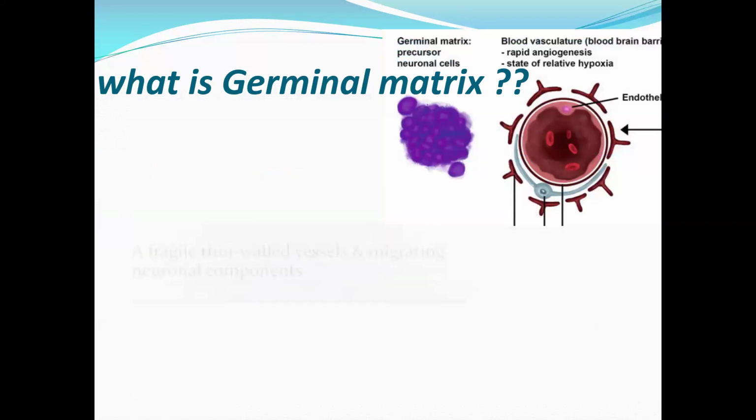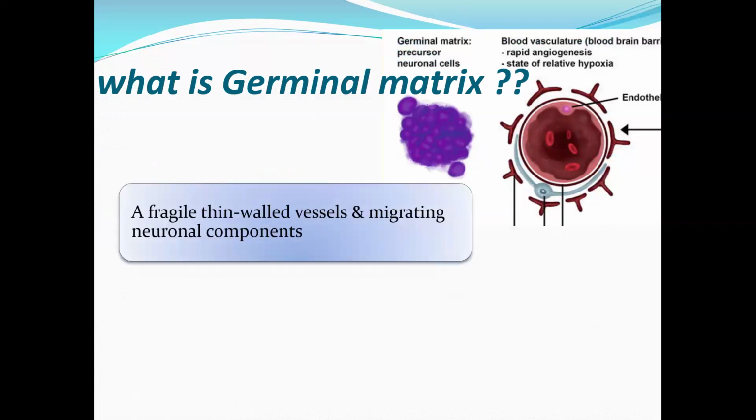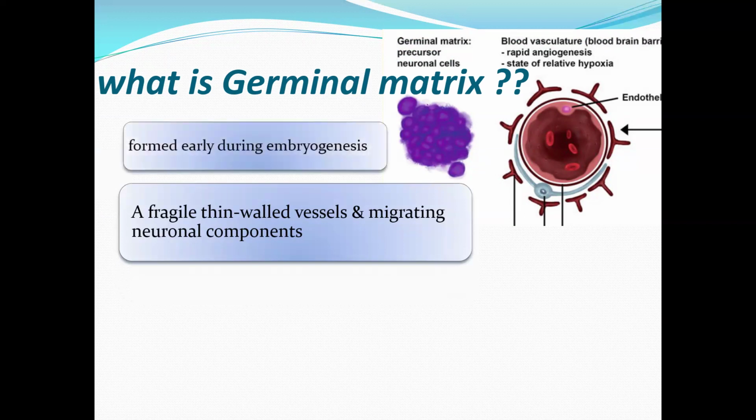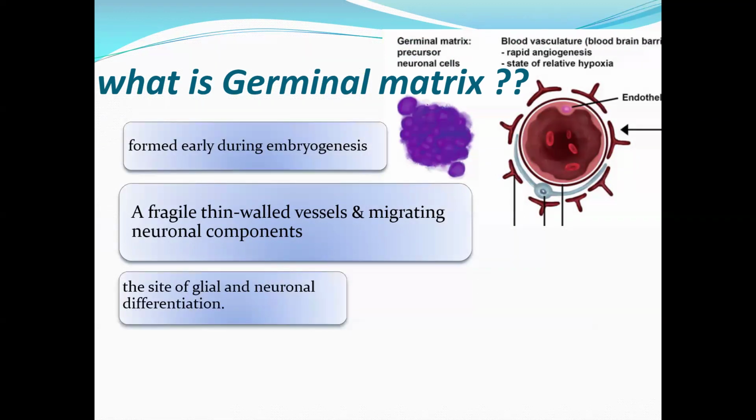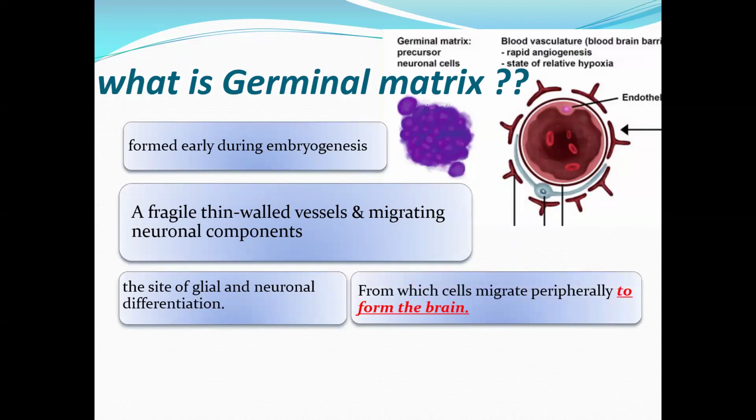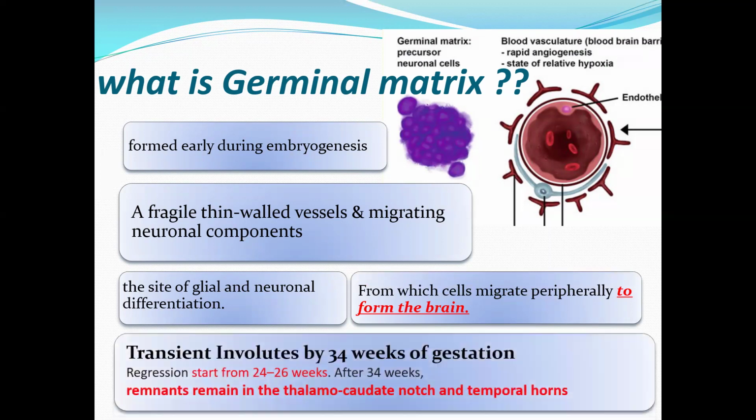What is the germinal matrix? It is fragile thin-walled vessels and migrating neuronal components. It is formed early during embryogenesis, and it is the site of glial and neuronal differentiation from which the cells migrate peripherally to form the brain. And it is transient, involutes by 34 weeks, and starts progression from 24 weeks. After that, the remnants remain in the thalamocaudate notch and in the temporal horns.